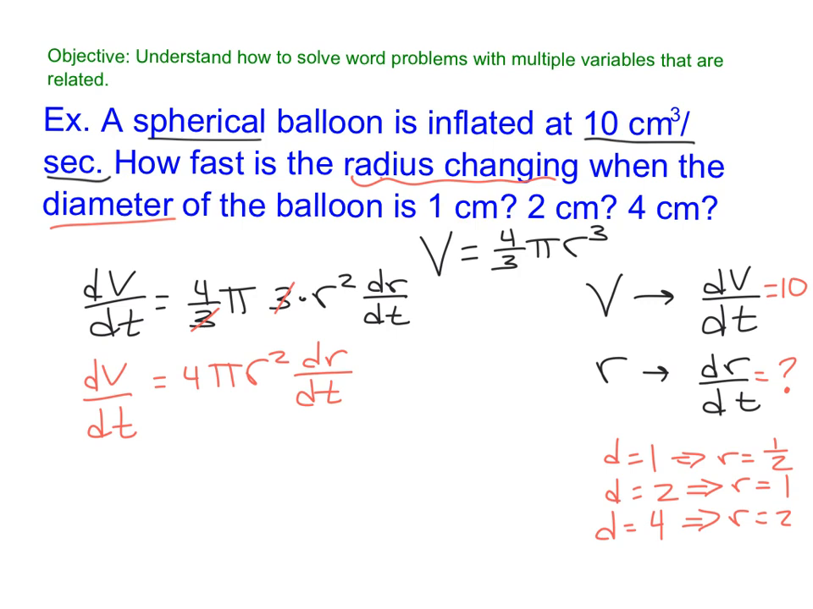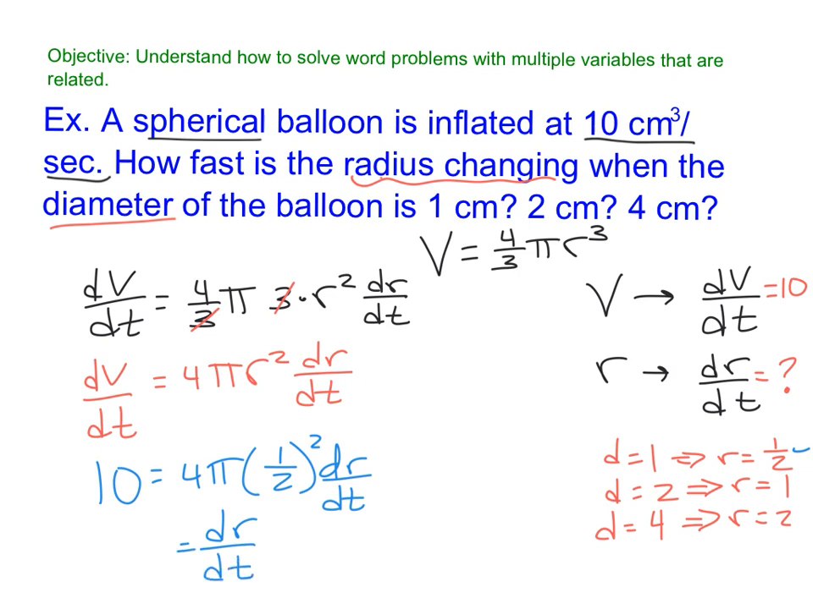So there are 3 different problems here. dv dt, we figured they told us was 10. 4 pi. So I'm going to start with my 1/2, right? Start with that first one. 1/2 squared dr dt. So then we're going to solve for dr dt. So dr dt equals, that becomes, it's just 10 over pi. 4 times 1/2 squared cancel out, so we divide both sides by pi. That's it. So for this one, dr dt is pi over 10, 10 over pi, just kidding.